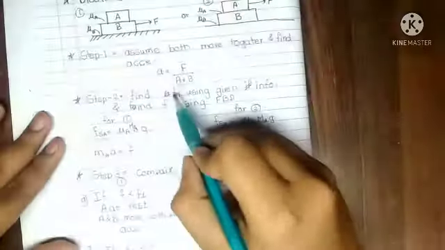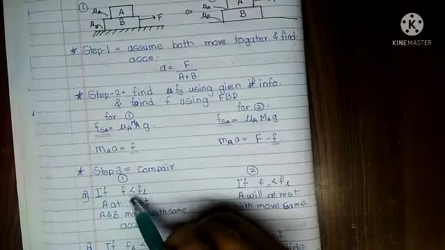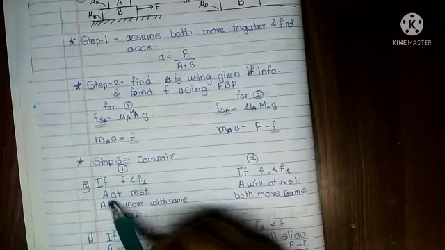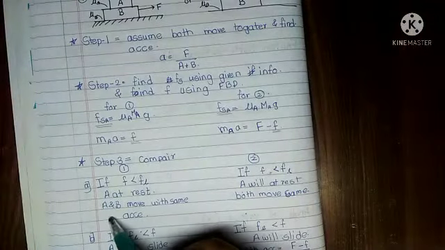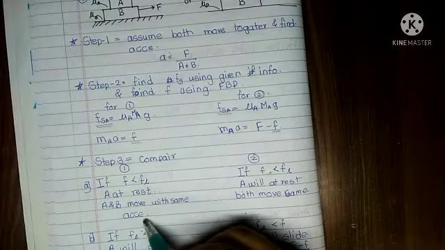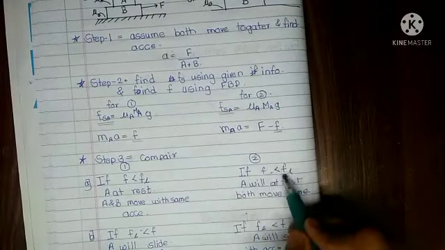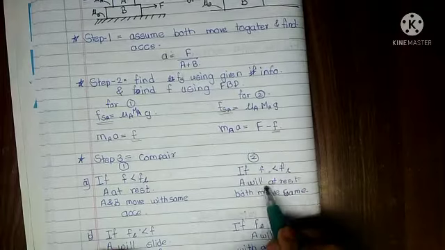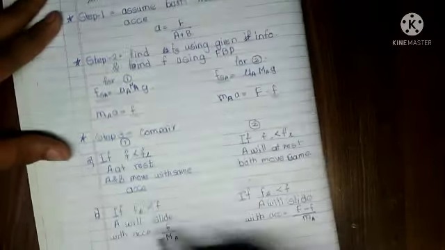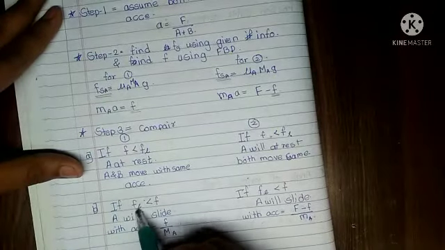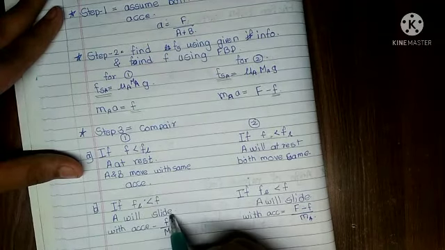Step 3: compare these two frictions. If friction is smaller than static friction, block A will be at rest and both move with the same acceleration. In the second case also, if F is smaller than static friction, then A will be at rest and both move with the same acceleration. But in the second case, if static friction is smaller than frictional force, then A will slide.